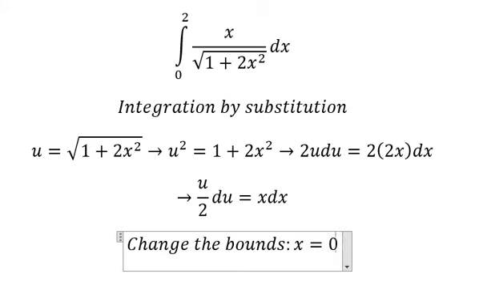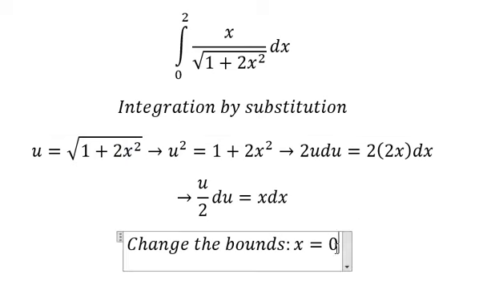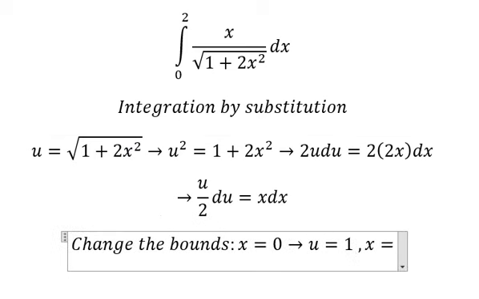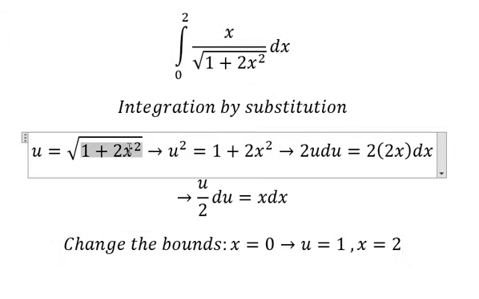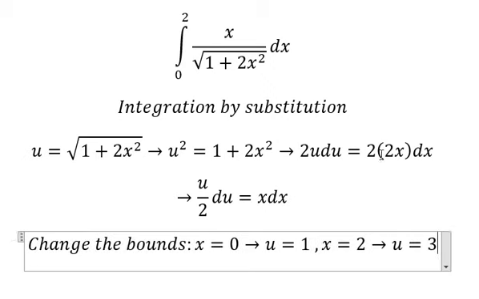When x equals number 0, I will put number 0 in here, and then we have u equals number 1. When x equals number 2, I will put number 2 in here, so we have number 9. So u equals number 3.